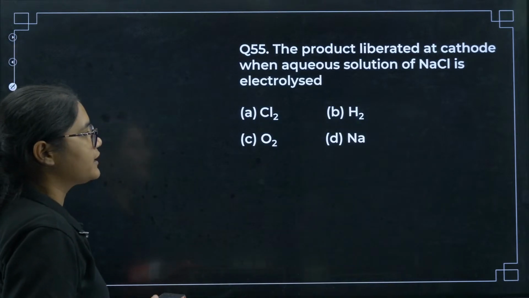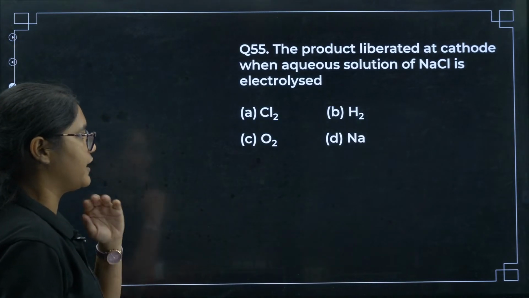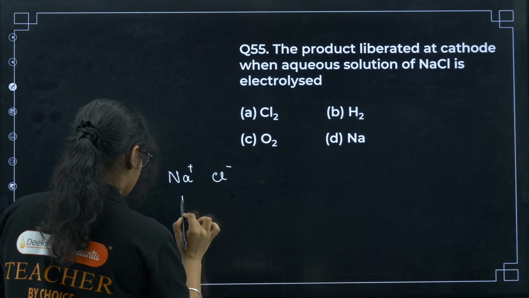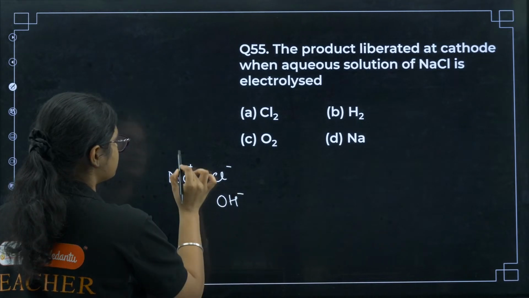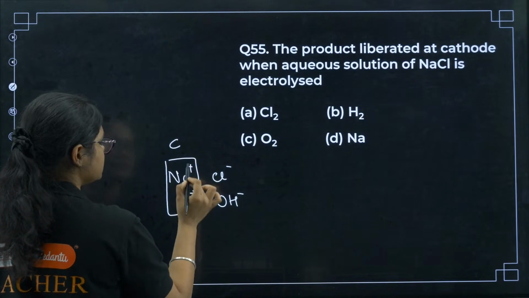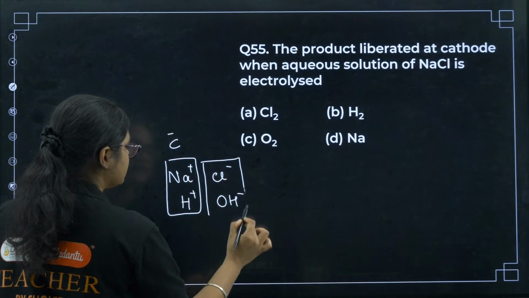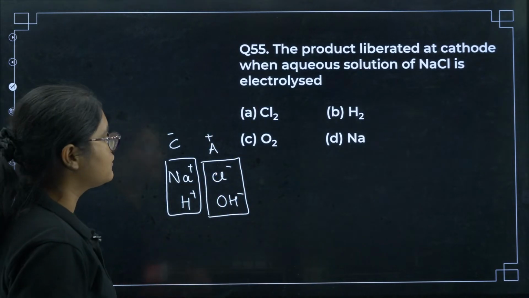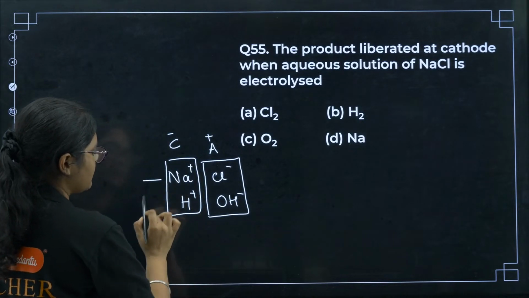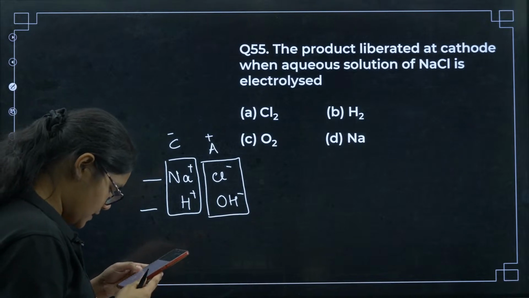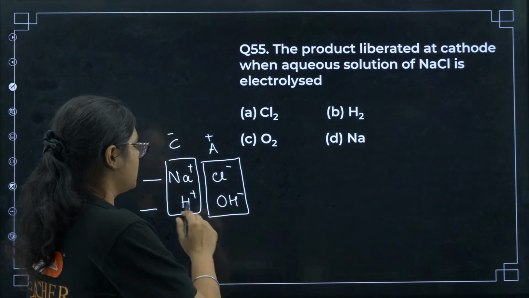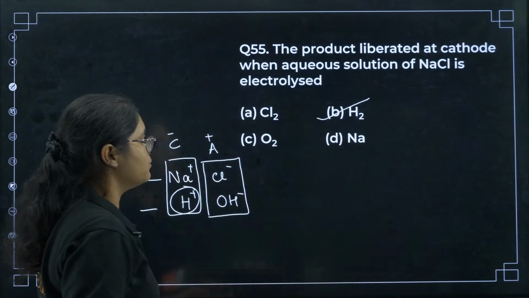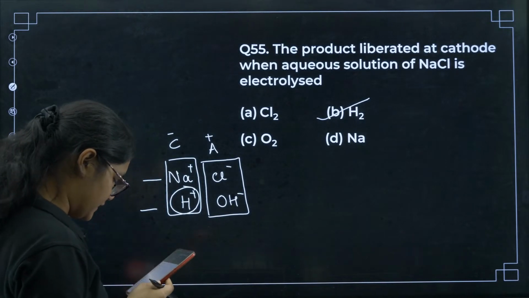Next we have the product liberated at cathode when aqueous solution of NaCl is electrolyzed. So you have aqueous solution of NaCl. Positively charged ions will move towards the negatively charged electrode, that is cathode, and negatively charged ions will move towards the positively charged electrode, that is anode. So what will be the product produced at cathode, Na+ or H+? Which one will undergo reduction? H+ will undergo reduction and H2 will be formed. Option number B here. Yes, Smiley is correct.